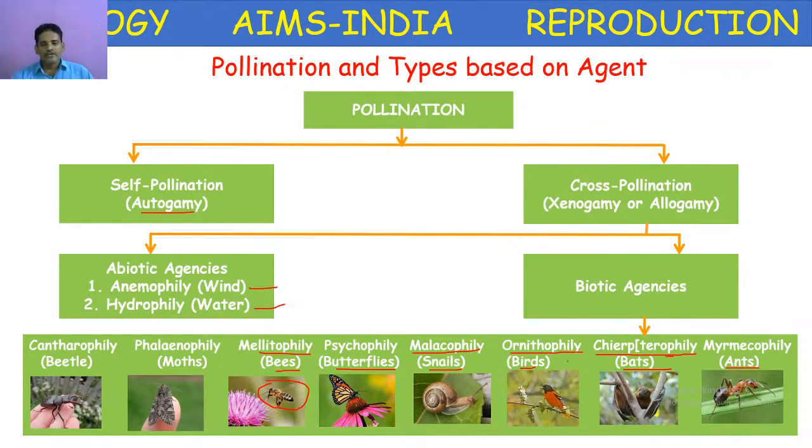So nature plays a very important role. Naturally, all these organisms are involved in pollination. So that is why plants depend on animals for the purpose of pollination.